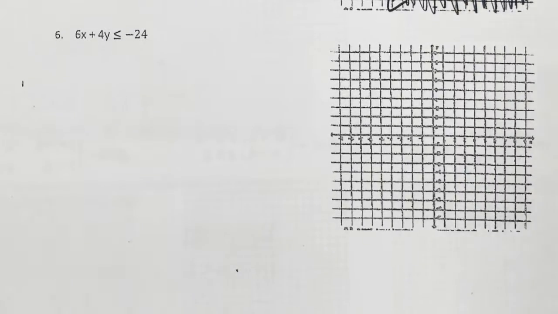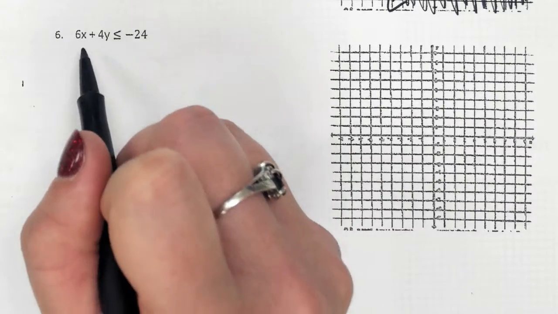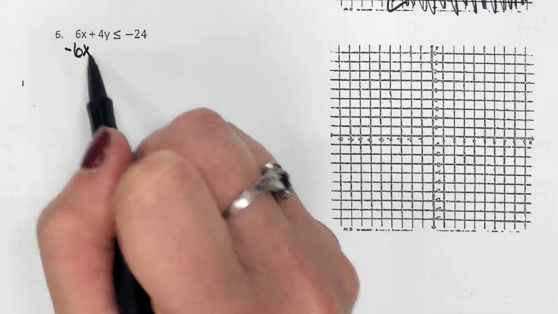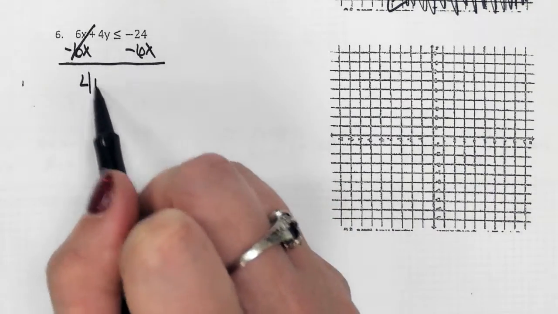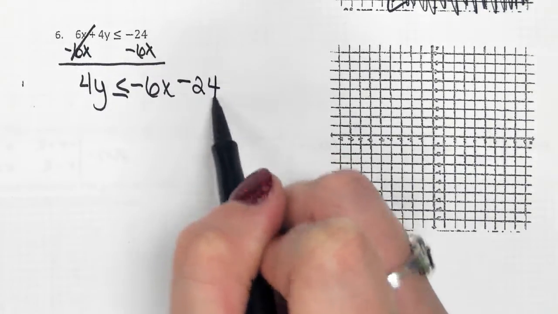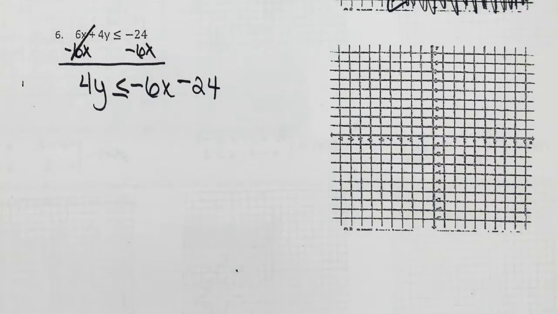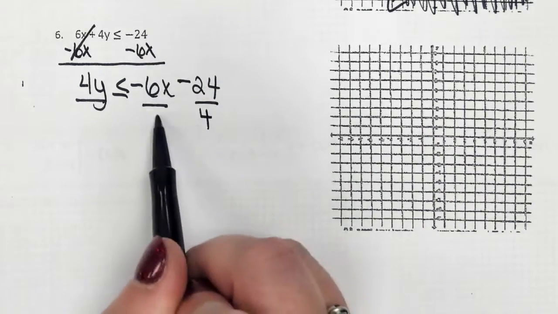All right, what about number 6? What do I do with that guy? It's in standard form. I need to put it in slope-intercept form. Very good. I need to subtract 6x. This will be 4y less than or equal to negative 6x minus 24. Divide by 4.